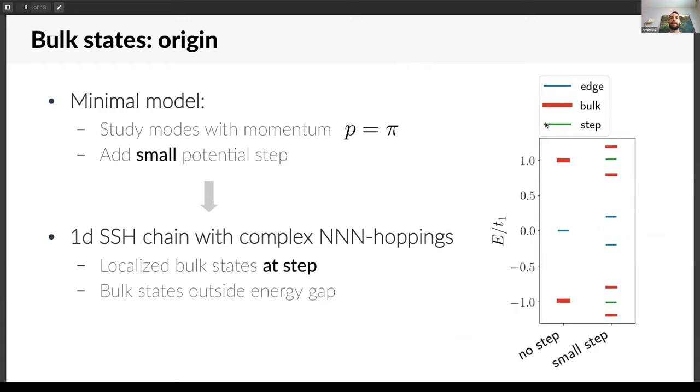We know that we are in a cylinder and the cylinder has a translational invariance. So we can Fourier decompose it into different momenta. Well, we choose one momentum, the momentum pi, and we add a very small potential step to the cylinder so that we can make perturbation theory with that small potential step. What we will get is a one-dimensional SSH chain with complex second neighbor hoppings, which already gives us two properties of the bulk states. The first one is that these states are localized at the step of the potential, so in the bulk of the system. And second, that these bulk states are outside of the energy gap.